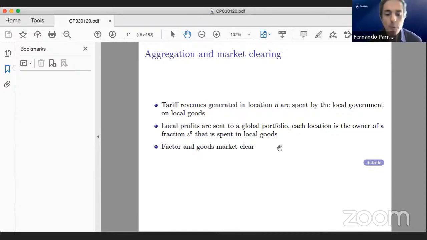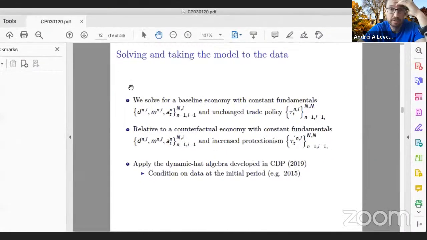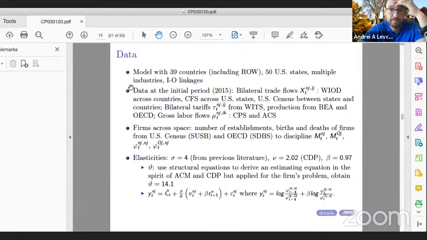In the paper, we have all the factor and goods market clearing conditions. I don't have time to show them here. Hey, Fernando, your time is up. Maybe you can just present some results very quickly. Oh, okay. So I didn't follow the charts.